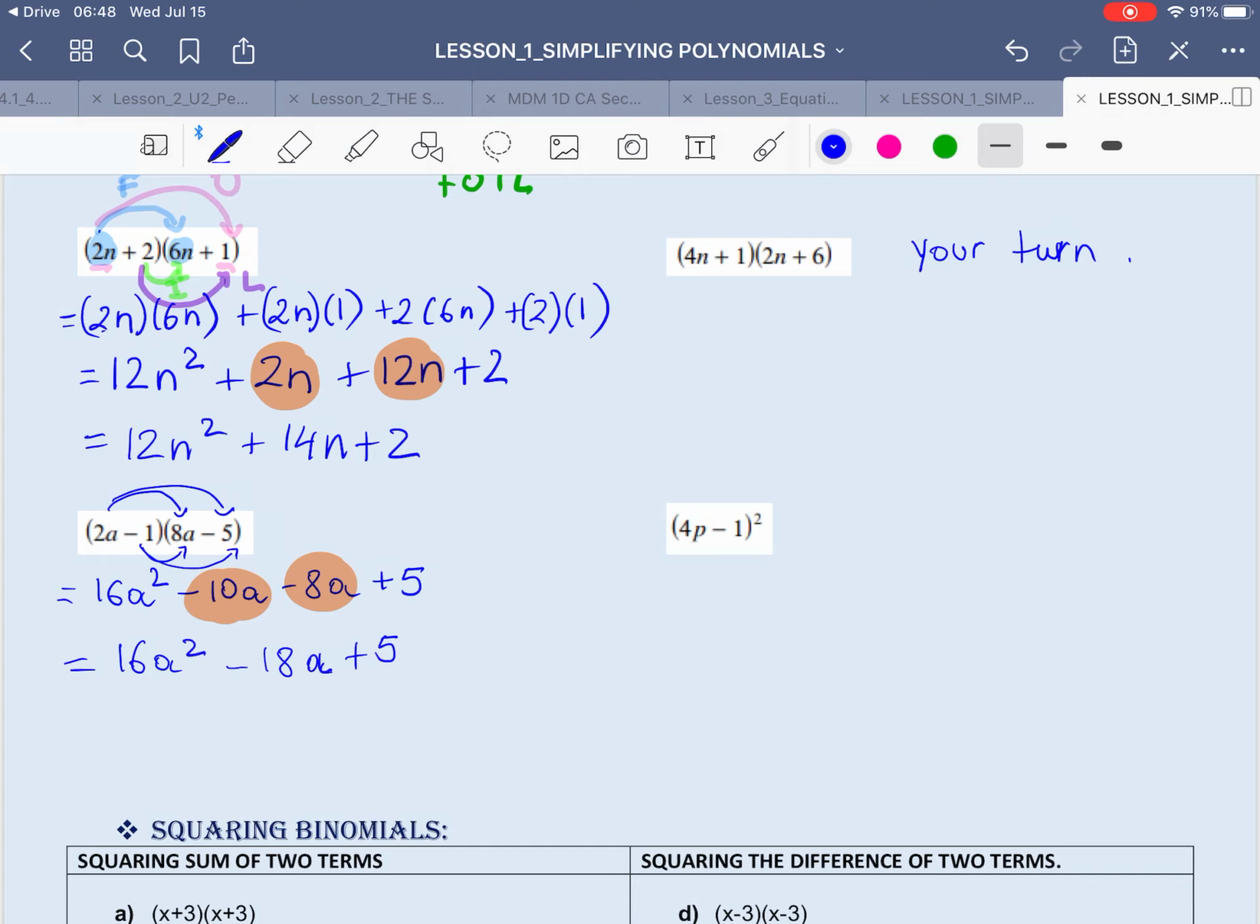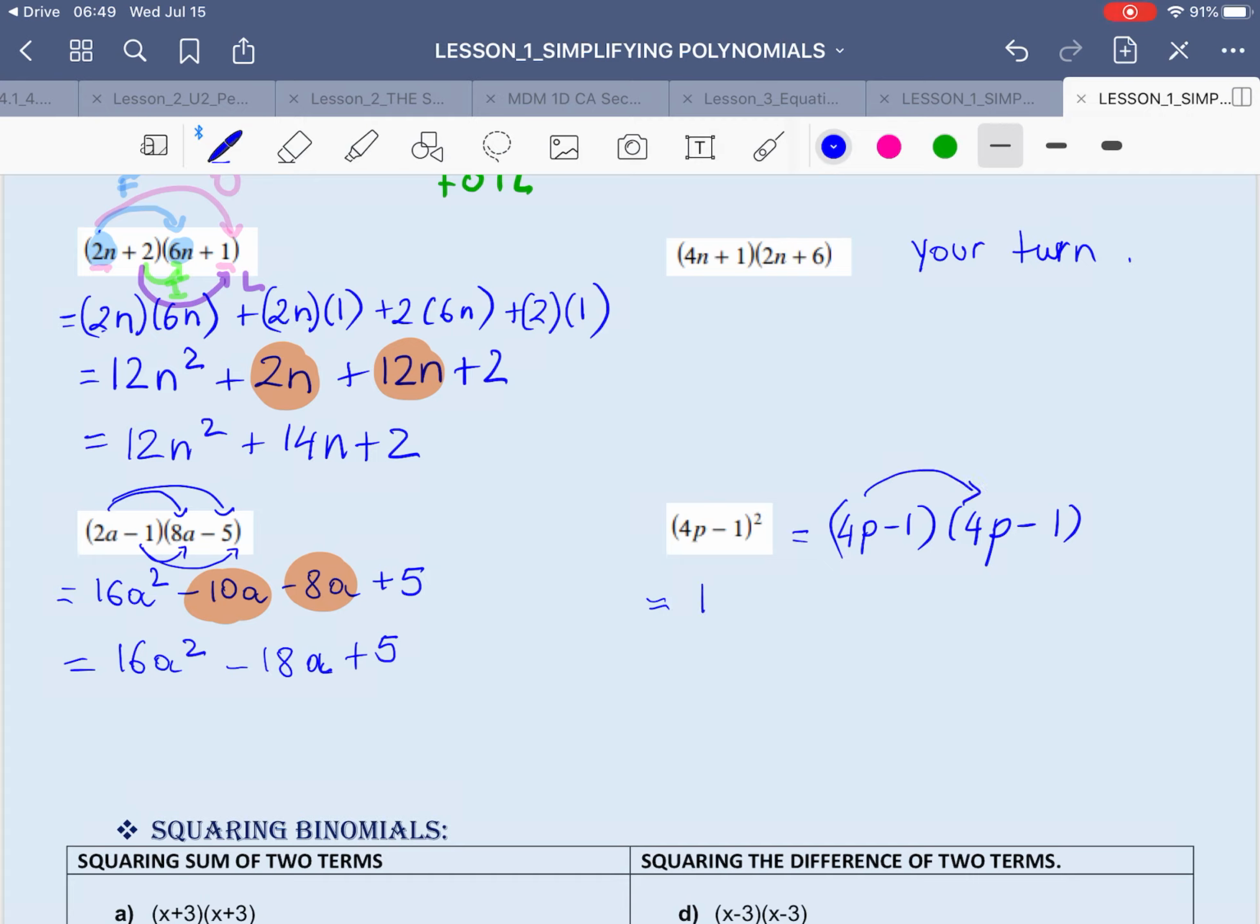The last example in multiplication is 4p minus 1 squared. So you can look at it as 4p minus 1 multiplying itself, because that's what squaring a number means. So again we go FOIL.